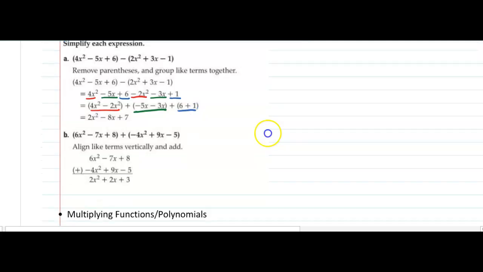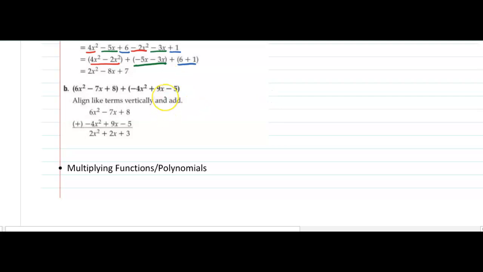Another way to try to do this is to do this vertically, where you write the first polynomial, and then you line up the like terms beneath that first polynomial, and you add vertically. You add the x squared terms. You add the terms with an x. You add the constant terms. Try to find a way that's most comfortable for you and stick with that way to be consistent.